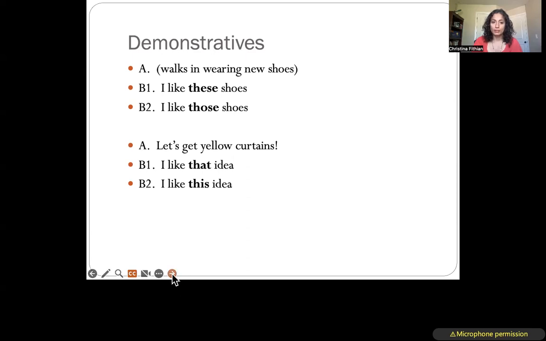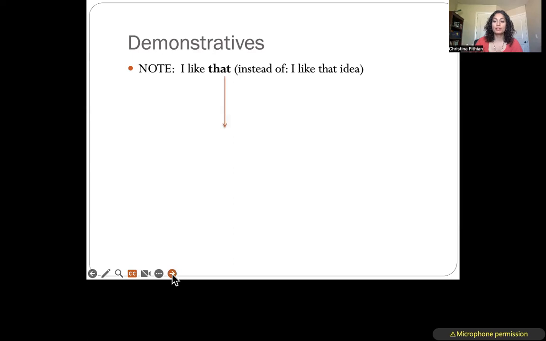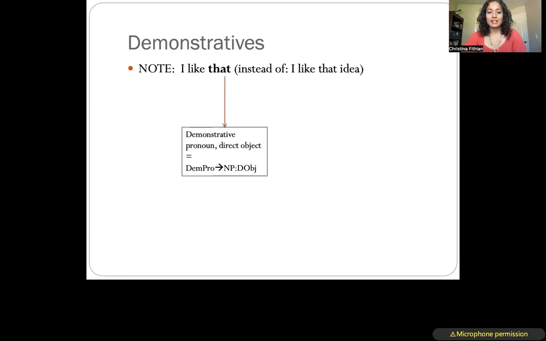So we have a demonstrative determiner, but we also have a standalone demonstrative, just like we saw with the possessive pronouns. So let's say, for example, you said, let's get yellow curtains. And I said, oh, I like that, instead of, I like that idea. Now you might say, well, idea is kind of implied there, but I can use that phrase for anything. If I'm at a store and I see something I like, I could say, oh, I like that.